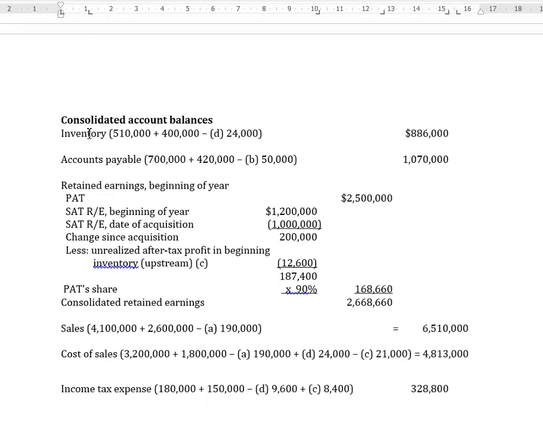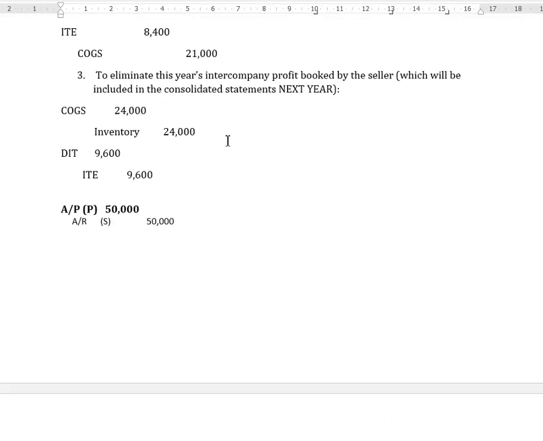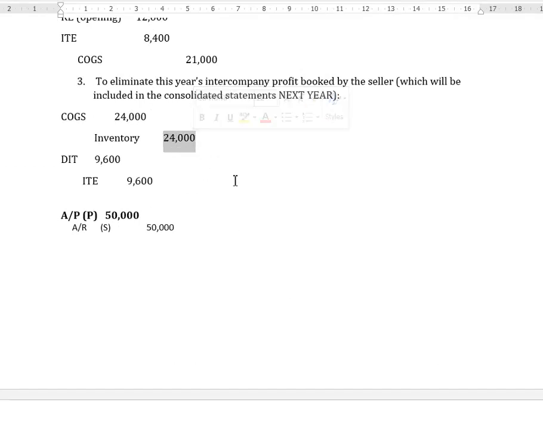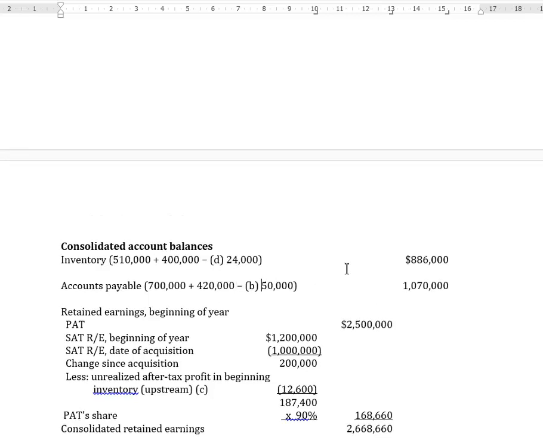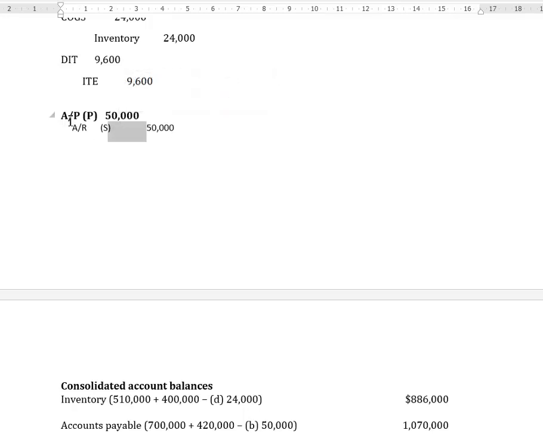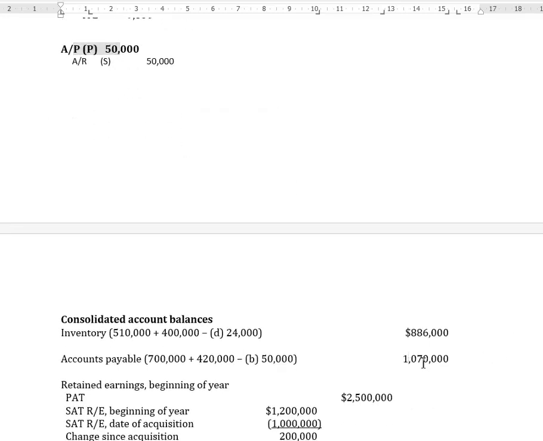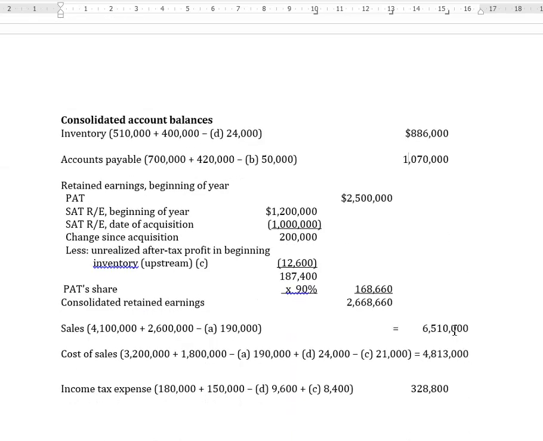Well, don't forget, to calculate the year 3 balance ending for inventory, we take the two separate entity amounts, but don't forget, the inventory, as we know it, includes $24,000. So the parent's inventory contains $24,000 in pre-tax profit, which we're going to eliminate to get $886. Our accounts payable, we take the separate entity accounts payables at the end of year 3 and we deduct the intercompany payable because it's not with a legitimate third party. And that gives us $1,070,000. We can also calculate the retained earnings at the beginning of year 3.